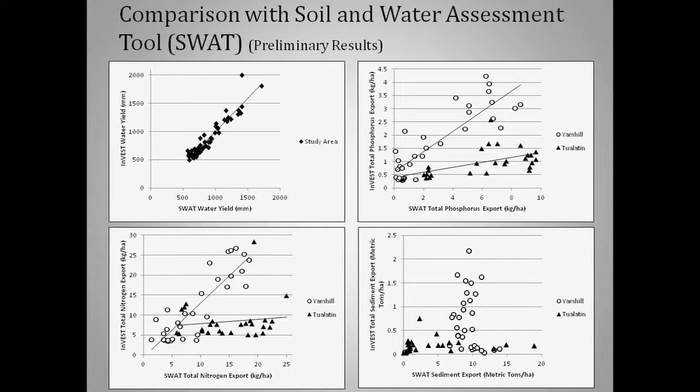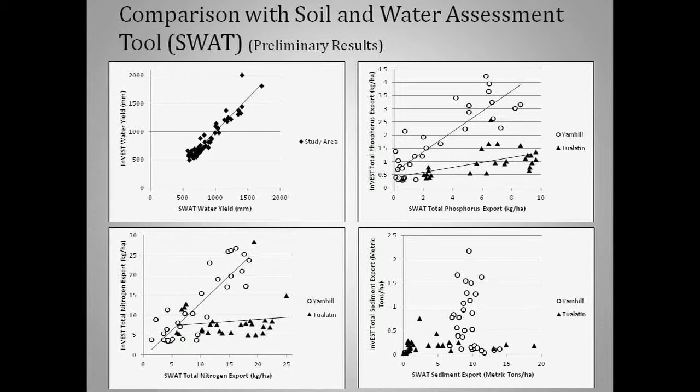So these results are very preliminary, but one portion of our project is also to compare what we consider a fairly simple model, INVEST, to a lot more complex process-based model, SWAT, the Soil and Water Assessment Tool. And these are some scatter plots. I hesitated to put the R-square on them because we're still working through this. But we seem to have a pretty good relationship with water yield so far. And we have some general relationship with nutrients, both phosphorus and nitrogen. And sediments, we still don't have any idea what's going on, but we're getting there.